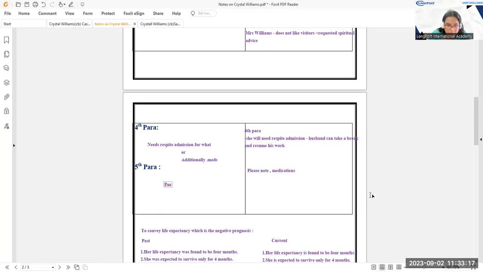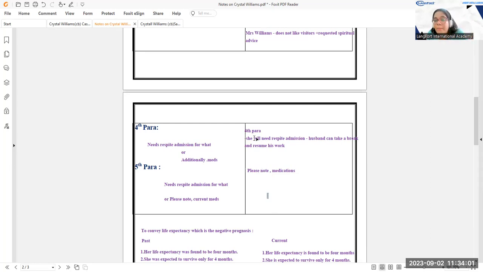Purpose of the respite admission. Needs respite admission, for what? Or you can mention, please note. It's up to you, fourth and fifth. Go through it. So either in the fourth paragraph, you can mention for what the patient needs respite admission, and then after that you can use please note to highlight the medications.